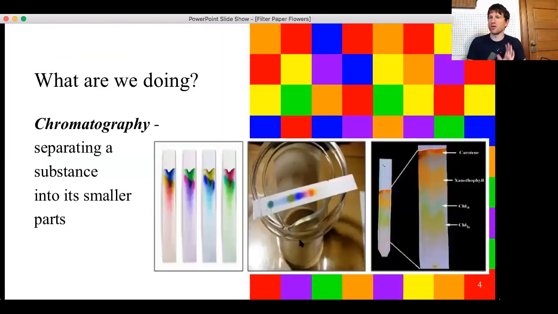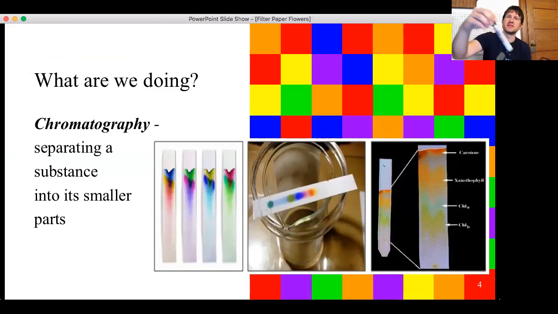Okay. So when we look at chromatography, we kind of did it last week. We talked about how we break smaller things up, some substance, into its many different parts. So we did black permanent markers and looked at the different colors that were in there.